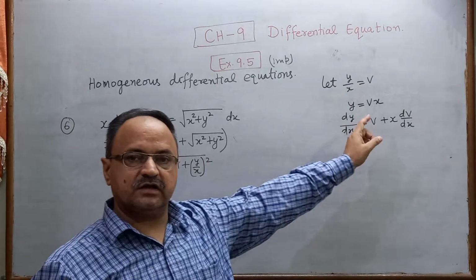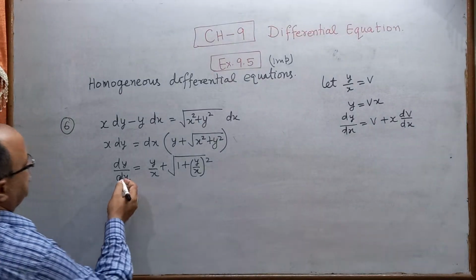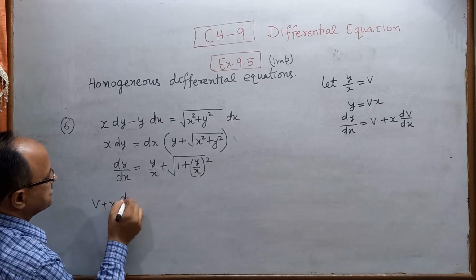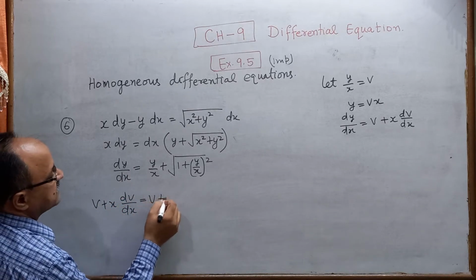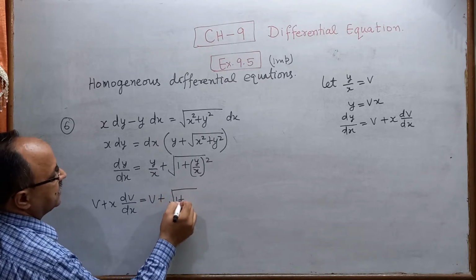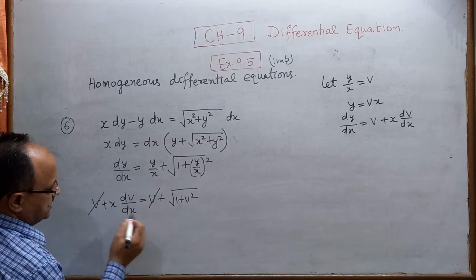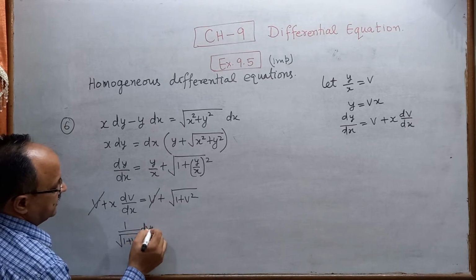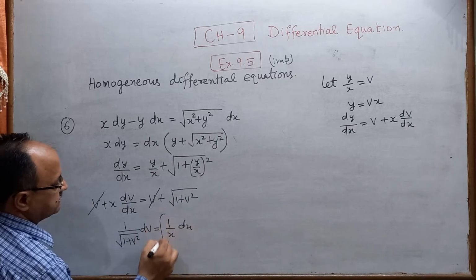Again same work in every question. Let y by x is equal to v. Then put the value of dy by dx. v plus x dv by dx is equal to v plus root 1 plus v square. v to v cancel. Separate the variable. 1 upon root 1 plus v square dv is equal to 1 by x dx.